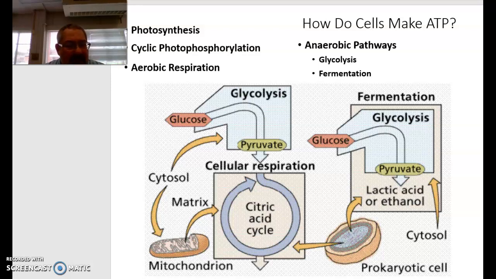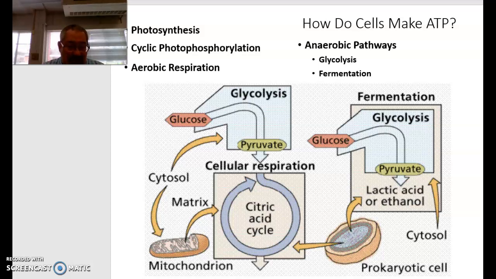So how do cells make ATP? In this chapter, number 7, we're going to talk about aerobic respiration and then anaerobic pathways, glycolysis and fermentation. They both produce ATP. Aerobic respiration uses oxygen to produce most of its ATP. Glycolysis and fermentation occur in the absence of oxygen and produce a very small amount of ATP.